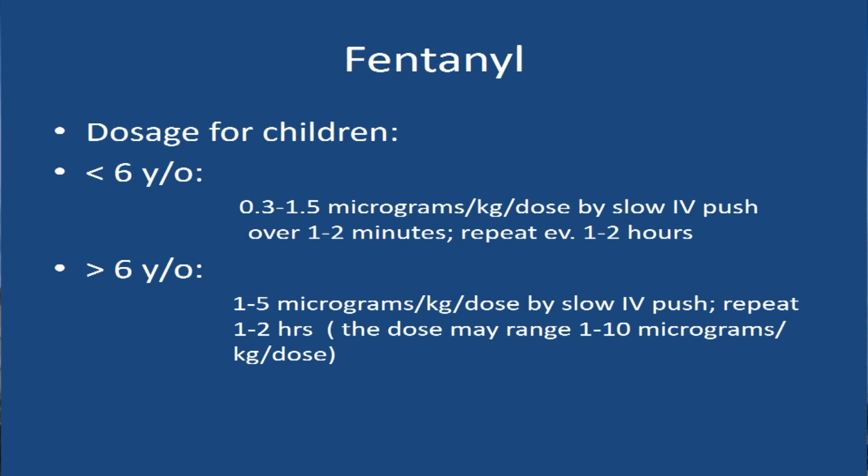Newer drugs in the professional arena are fentanyl, which is an IV drug generally administered by anesthesiologists, and dosages for children that are less than 6 years of age is 0.3 to 1.5 micrograms per kilogram dose by slow IV push over 1 to 2 minutes and repeated every 1 to 2 hours. If they're greater than 6, then you have a greater dosage, 1 to 5 micrograms per kilogram dose by slow IV push, repeated 1 to 2 hours. The dose may range from 1 to 10 micrograms per kilogram per dose.